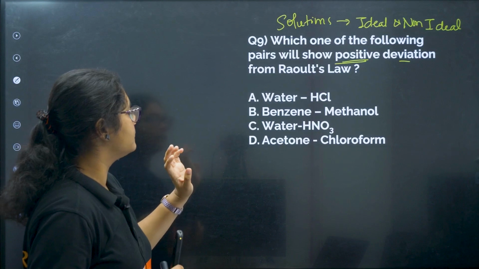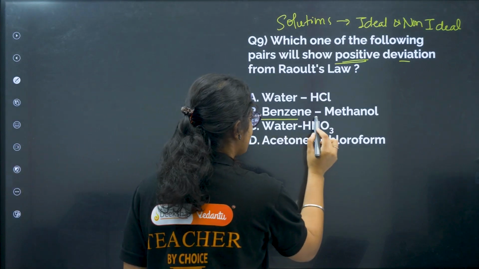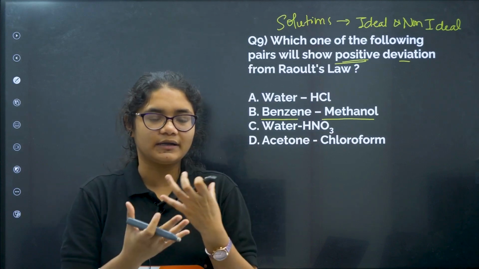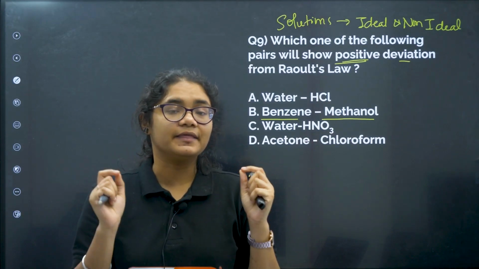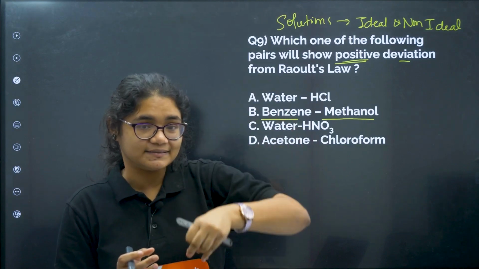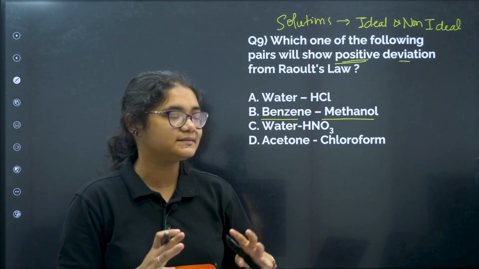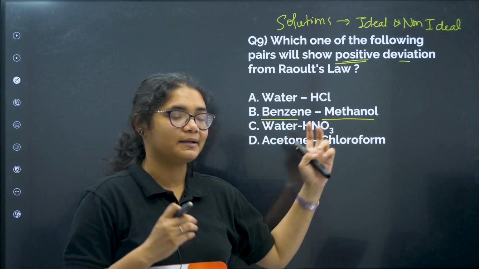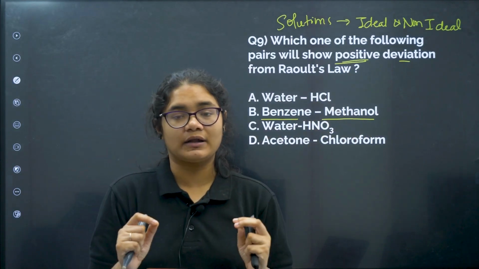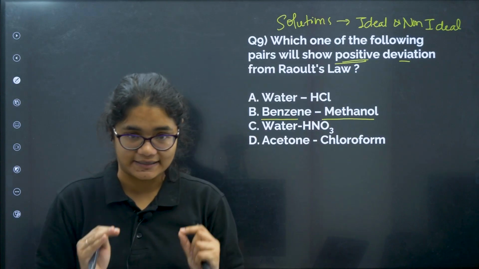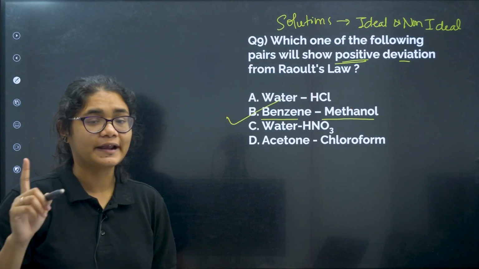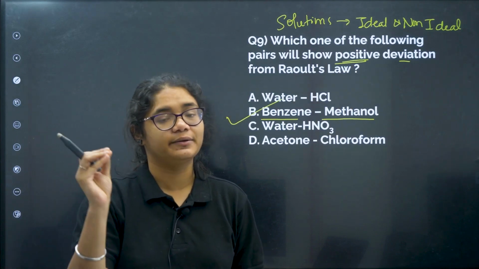Now if you see benzene and methanol, methanol, what do you think? If two methanol molecules are there, what type of force of interaction will they have? They will have hydrogen bonding. They will have very strong bonding with each other. Now if you add benzene in that, then what will happen? Benzene is non-polar, methanol is polar, so the interaction of methanol decreases. As a result, the interaction between these two has decreased and they will show you positive deviation. So the correct answer here is option number B.